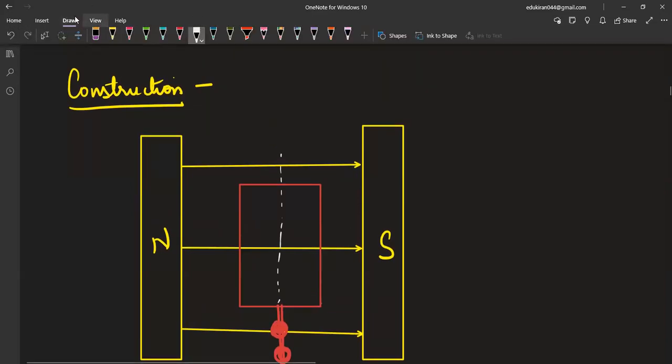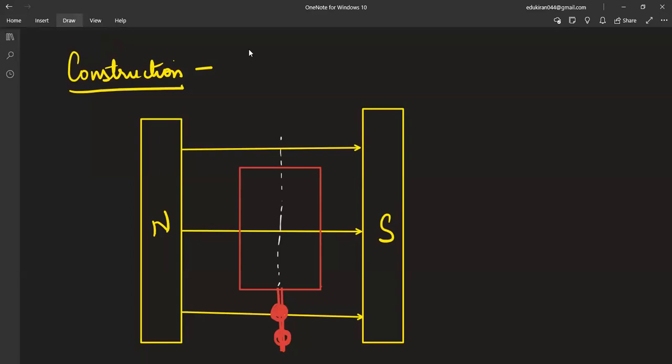Ma'am, AC generator means alternating current generator? Yes, AC generator means alternating current generator or alternating current dynamo. Dynamo is just a term that is mentioned. You will understand it when you see its construction.